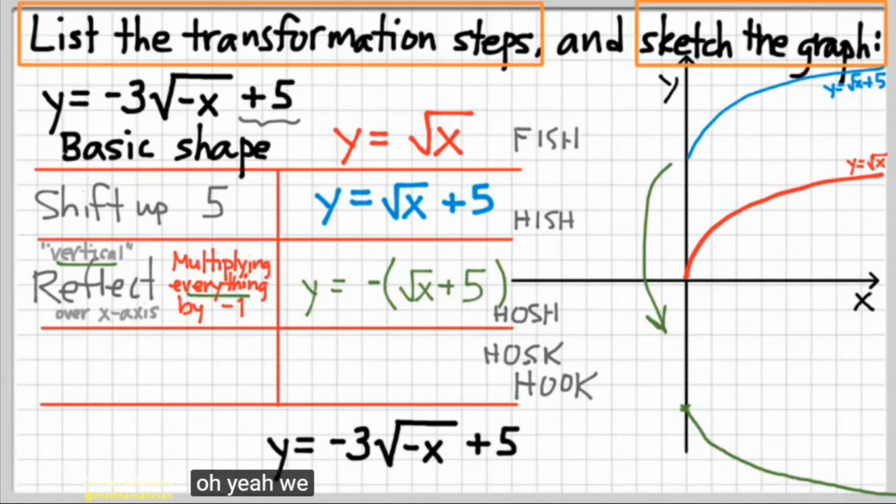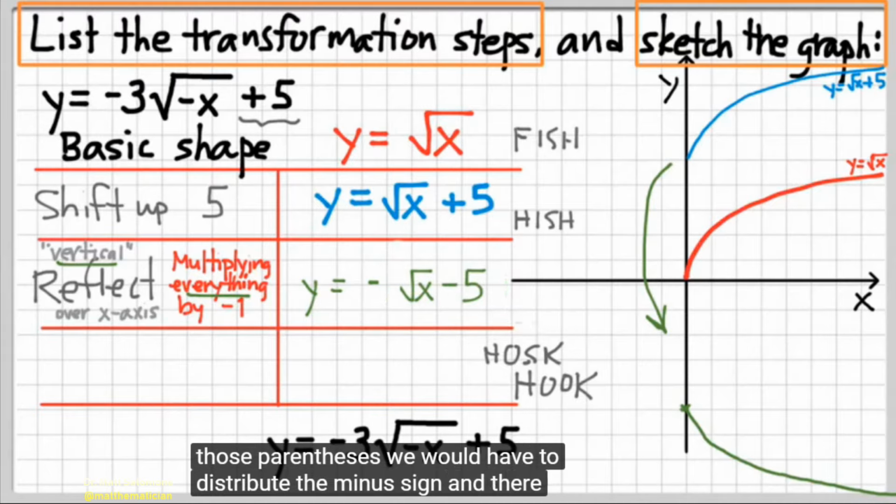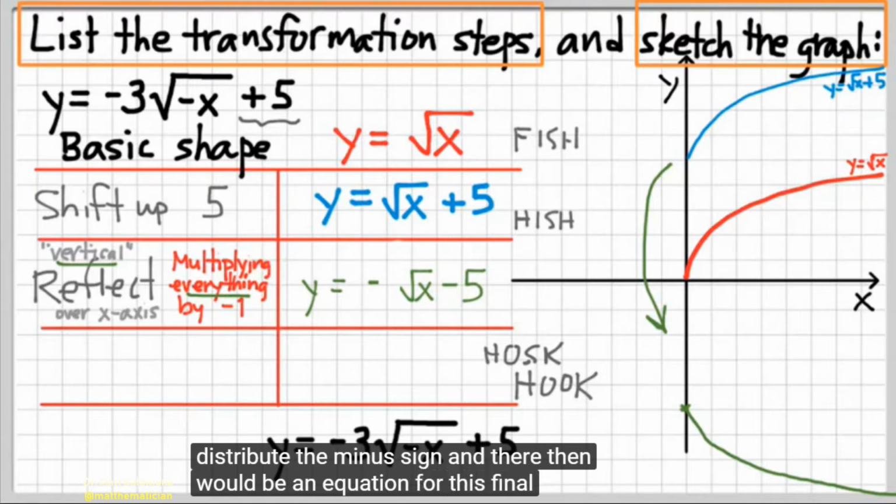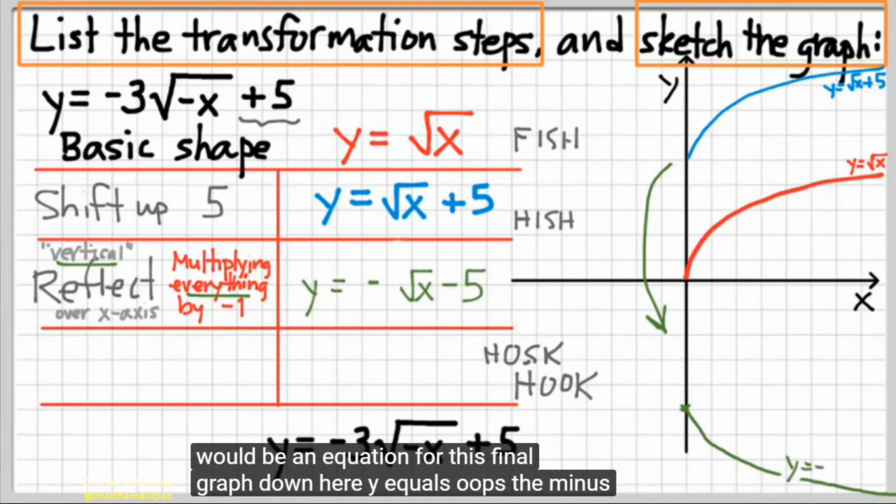Yeah, change which signs? Yeah, exactly. In order to get rid of those parentheses, we would have to distribute the minus sign. And there then would be an equation for this final graph down here: y equals minus the square root of x minus 5.